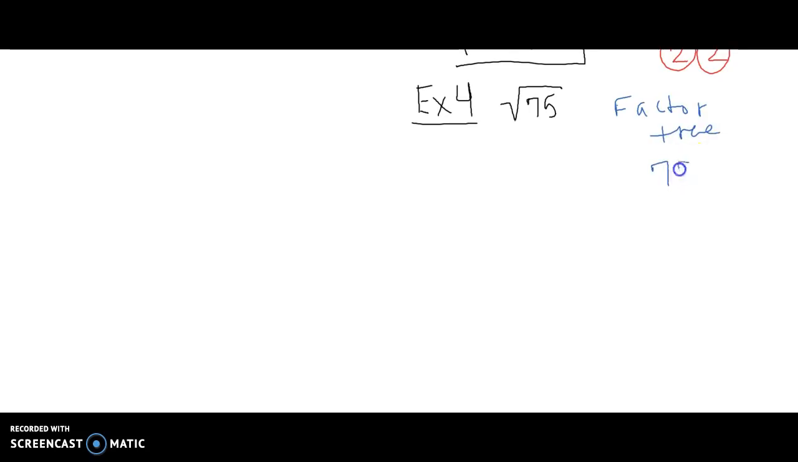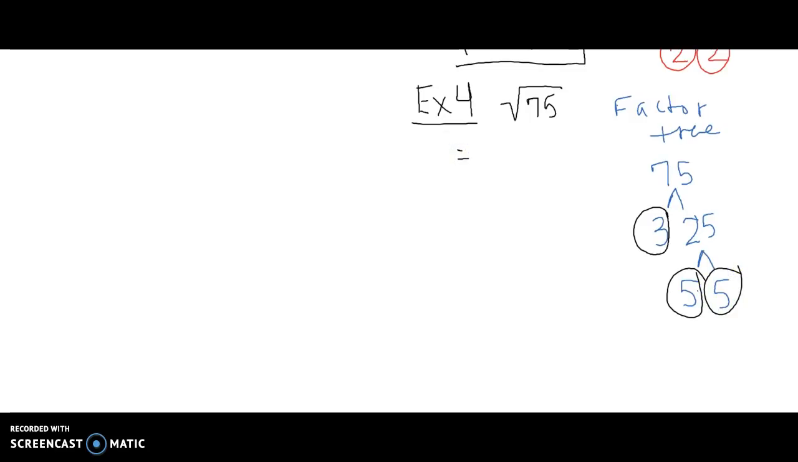So we got 75. Okay, so we want to factor it completely. The best way is to choose the smallest numbers first. For example, the 75. Can I divide 75 by 2? No. Can I divide 75 by 3? I can, because 3 times 25 gives me 75. Okay, and here we notice that 3 is a prime number, so I can't do anything else with it. However, 25 factors down to 5 times 5. And those two are actually prime numbers, so I can't factor it anymore.